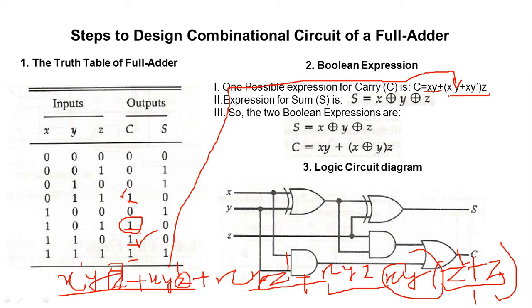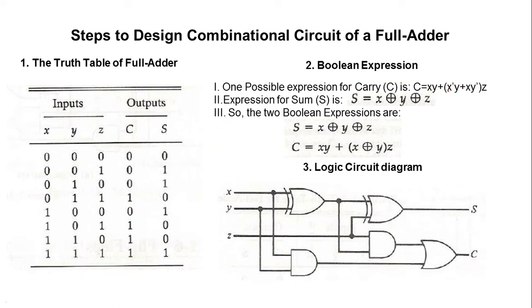So this is how this xy and this entire expression came. If you look here again in detail, in a thorough manner, this particular term is nothing but x XOR y. So this has been more simplified here, x XOR y. And for the sum, the expression that came here is x XOR y XOR z.